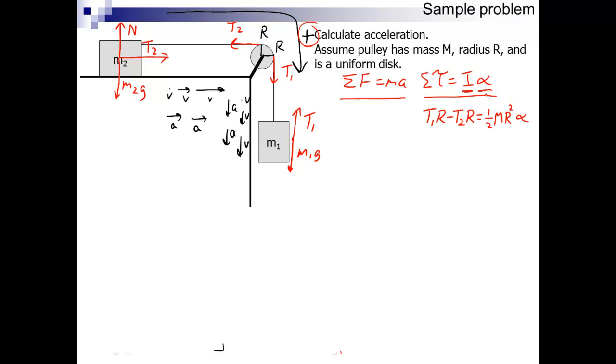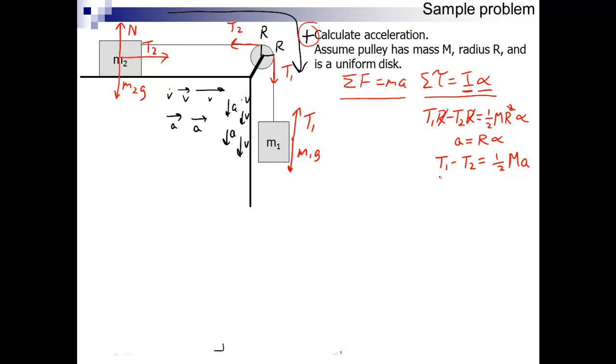So in simplifying this, we can cancel out these r's squared there. We remember again that the tangential acceleration is equal to r alpha. So this equation essentially becomes T1 minus T2 is equal to 1/2 MA.